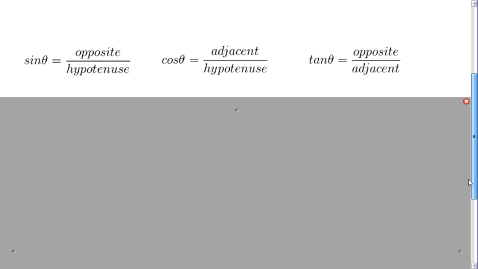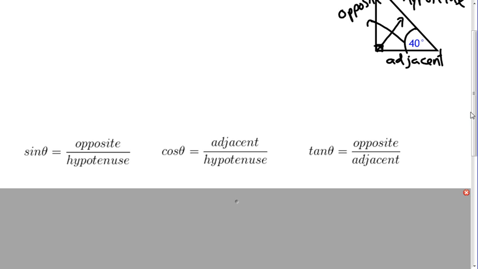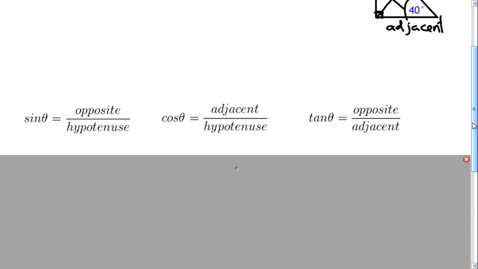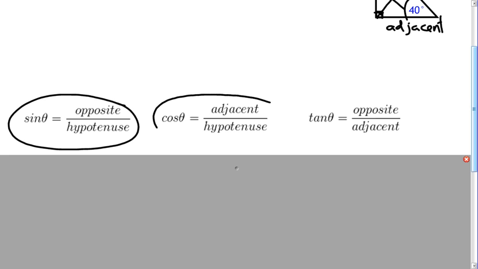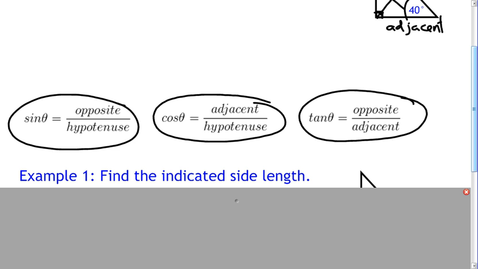Those ratios that we just looked at have special names. The sine of the angle theta, so I'm just going to call an angle theta. We could call it A, B, P, Q, doesn't really matter. But the sine is always equal to the opposite over the hypotenuse. The cos of an angle is always equal to the length of the adjacent side over the hypotenuse. And the tan of an angle is always equal to the opposite side divided by the length of the adjacent side. So let's see how this works in an example.